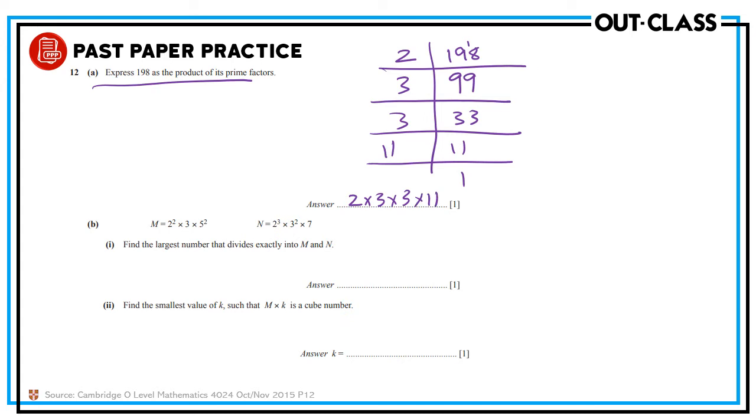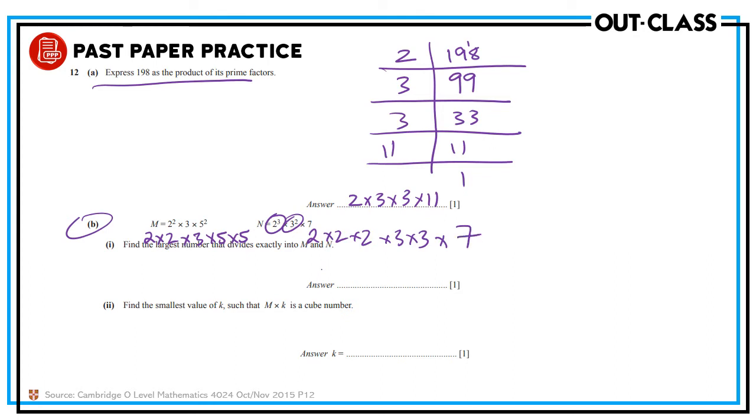Okay. The next one is tricky. M is 2 squared. Let me just write it like this. 2 times 2 times 3 times 5 times 5, and n is something else where it's even longer, but 2 times 2 times 2 times 3 times 3 times 7, because if it's 2 cubed, that means 3 times, and 3 squared means 2 times. I'm just writing it because it'll make your steps easier.